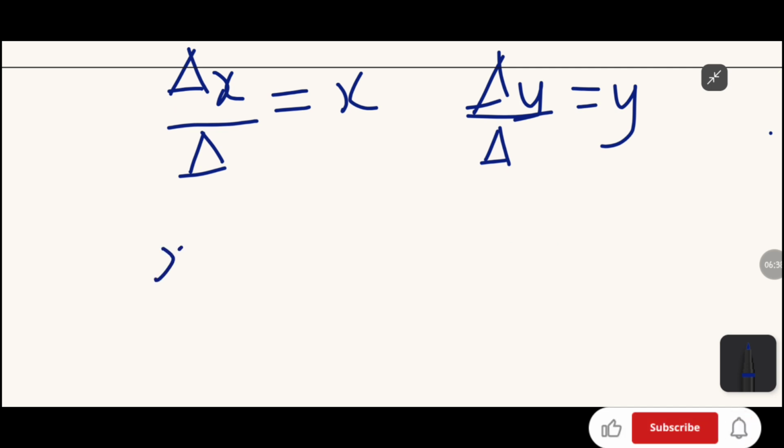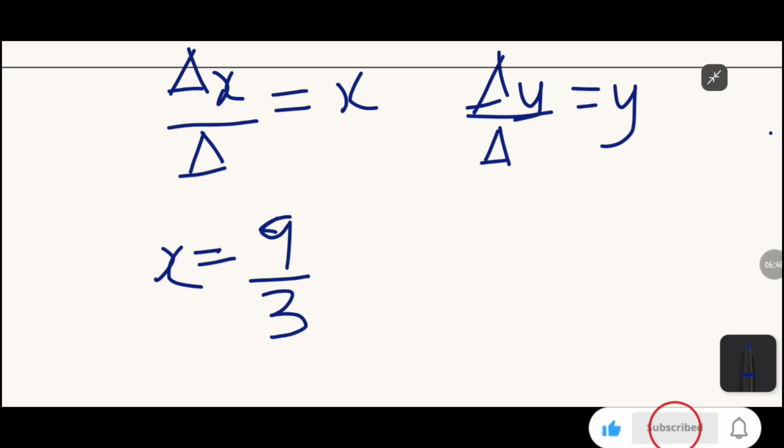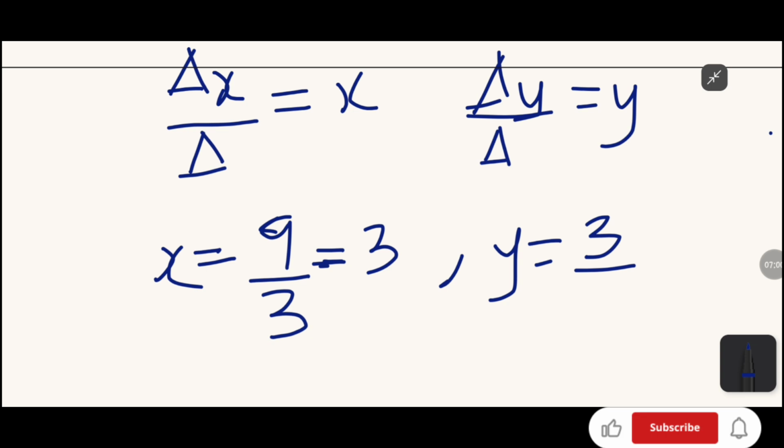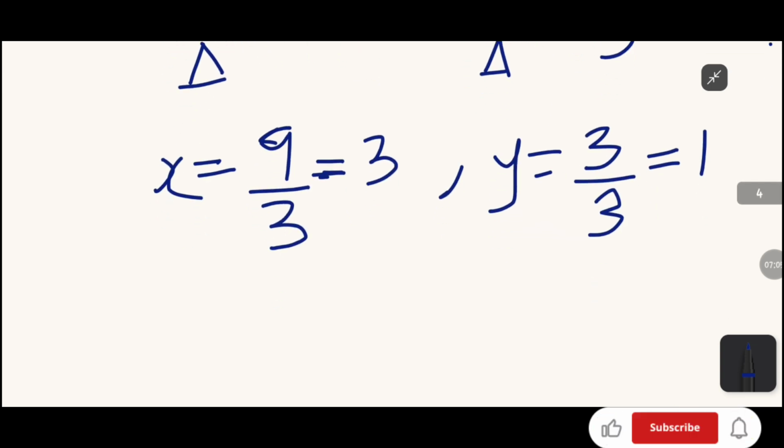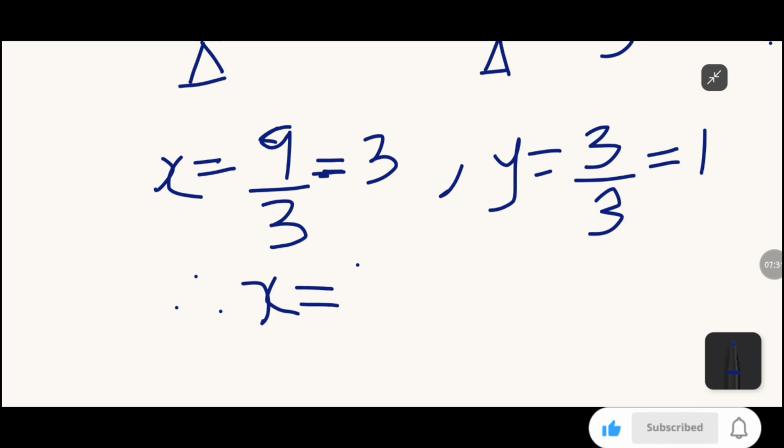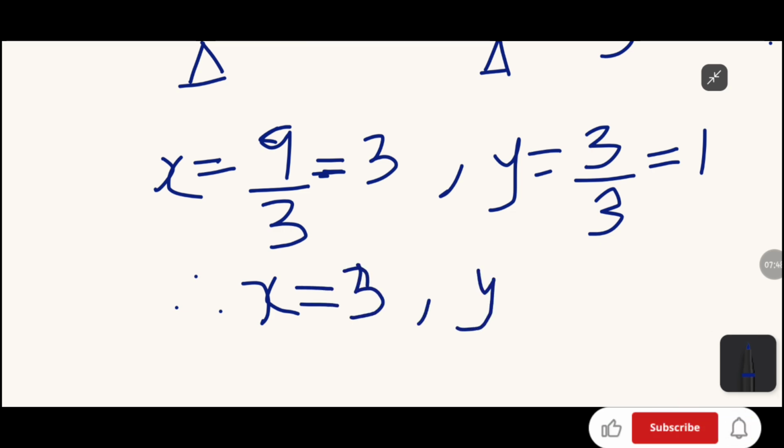So x is equal to delta x, which is 9, over delta, which is 3, and that is going to give us 3. y is delta y, which is 3, over delta, which is 3, and that is going to give us 1. So therefore x is 3 and y is 1.